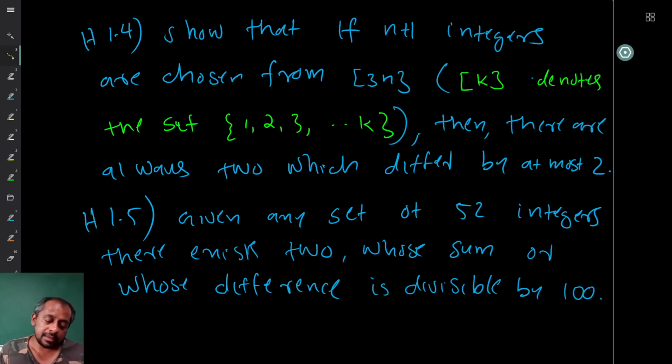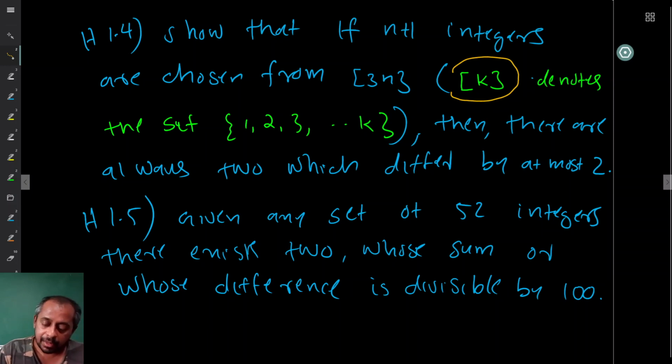And the fourth question is: show that if n plus 1 integers are chosen from the set [3n], and I use this square bracket notation to denote the elements from 1 to that number. If k is a positive integer, this says we are talking about the set 1, 2, 3, etc., up to k. So [3n] is 1, 2, 3, etc., up to 3n. If you look at n plus 1 integers from 1 to 3n, then there are always two which differ by at most 2.